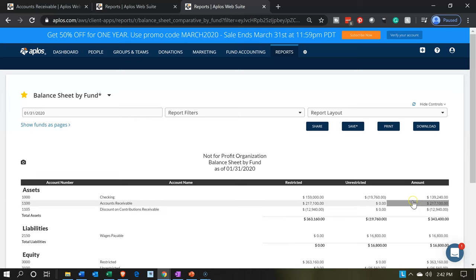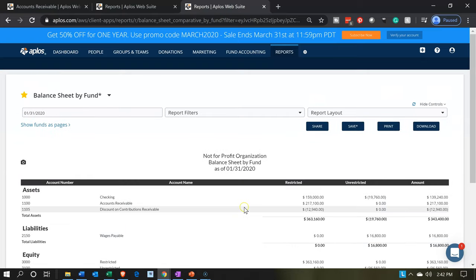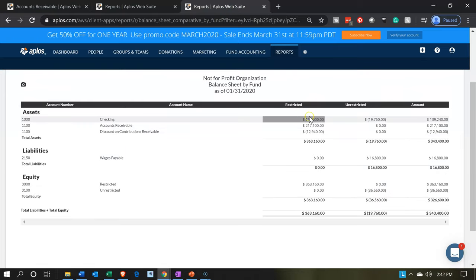Notice that again, on the balance sheet, I'm not as worried about the breakout of the restricted and unrestricted. I'm mainly concerned down here that we have this allocation in the equity section. But I'm going to keep running. I'm going to run this report because it's something different. It's nice that you can do that. It's different than what you could typically do in other software.